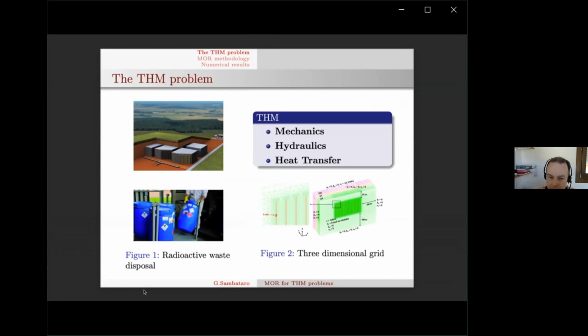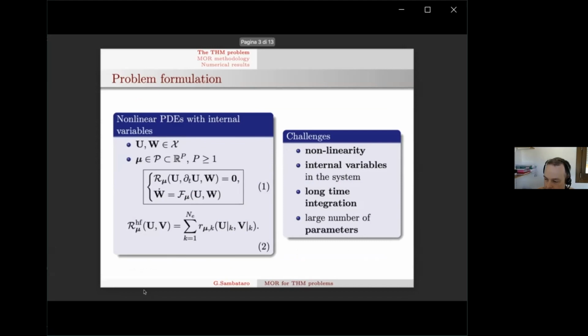THM systems model the behavior of temperature, pore water pressure, and solid displacement in the neighborhood of geological repositories, which consist of many boreholes located deep underground that are responsible for the thermal flux. The THM systems can be reduced to a general mathematical form in terms of residuals associated to equilibrium equations and functions representing constitutive laws. They link state variables U to internal physical variables W, and they are both parameter dependent.